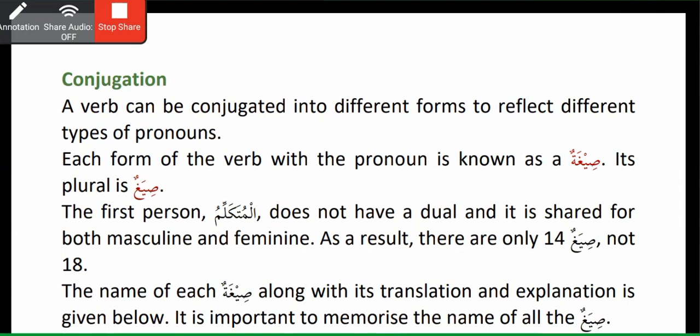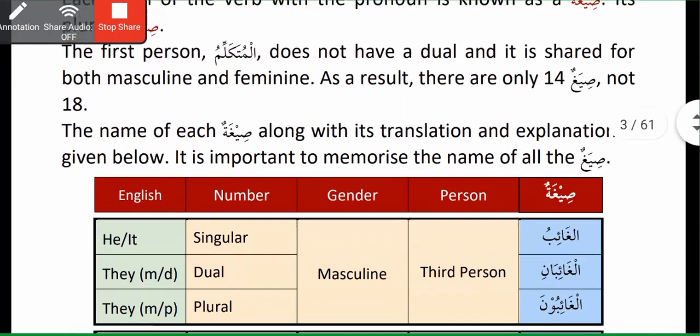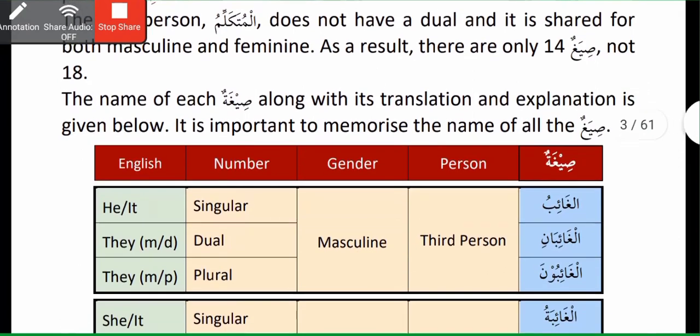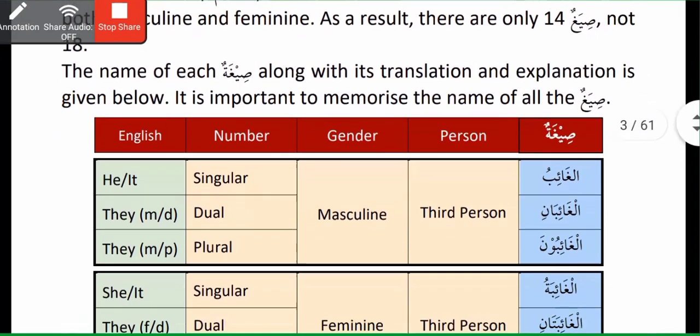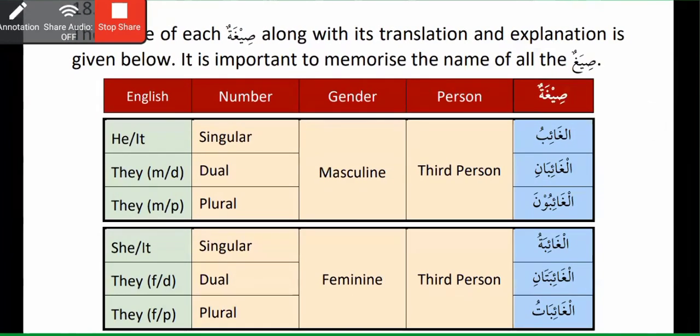The first person, al-mutakallim, does not have a dual and it is shared for both masculine and feminine. As a result, there are only 14 sighas, not 18. You will have an understanding of what this means shortly, inshallah. The name of each sigha along with its translation and explanation is given below. It is very, very important to memorize the names of the sighas. If a person doesn't memorize the names of the sighas, he cannot even go one step into ilm sarf. This is the first step to understand.